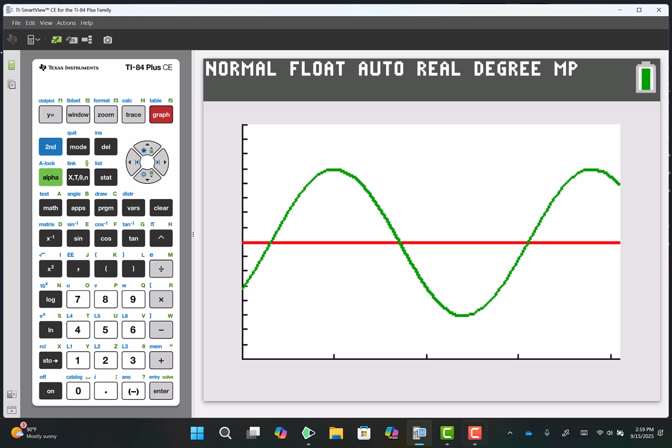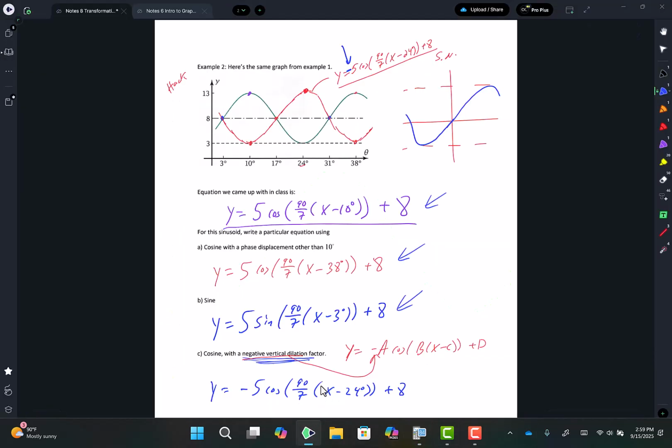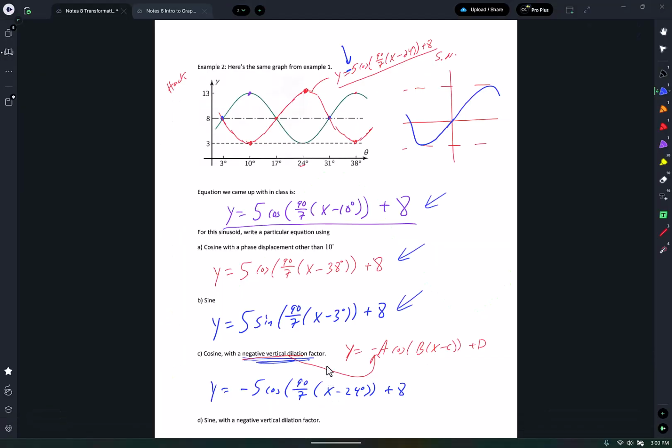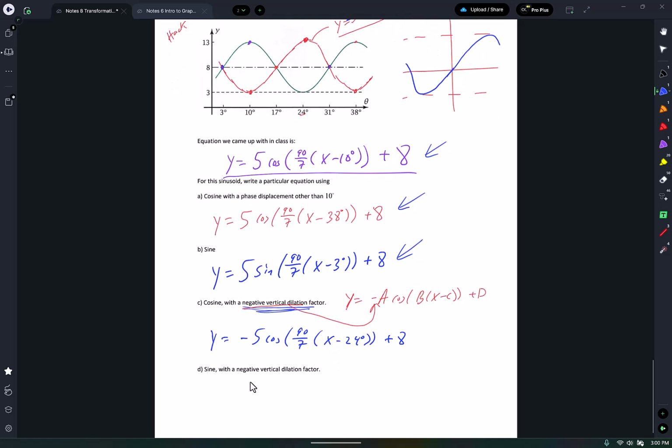Cool, right? I thought I wanted to do the opposite though. No, it wants the same graph. It just wants it with a negative in the front. You know what I mean? They're asking for the same graph. They just want a negative in the front. Letter D. Sine with a negative vertical dilation factor. So they want sine, but with a negative in the front.